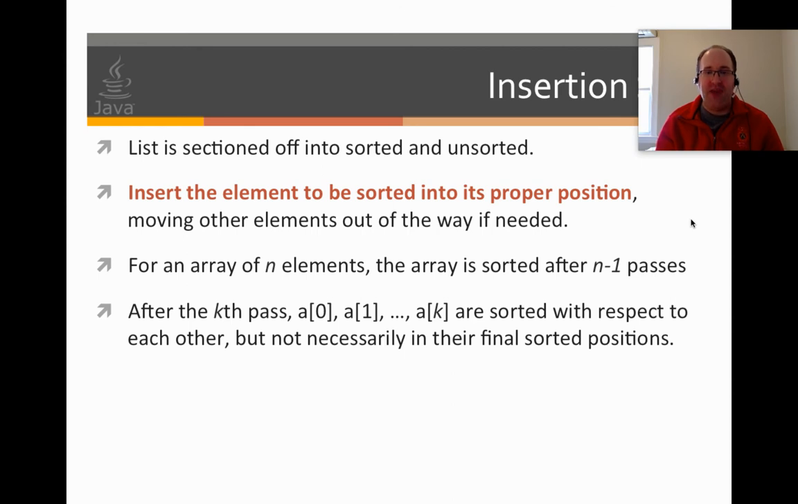After the kth pass, after the x number of passes we go through, the sorted portion of the array is sorted in relation to each other, but maybe not in their final indexes, right? So when we went through there 3 times, the first 3 elements were in the right order compared to each other, but there might be other changes that are going to come later on.